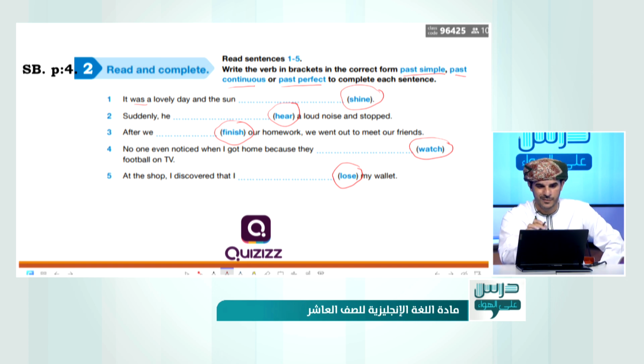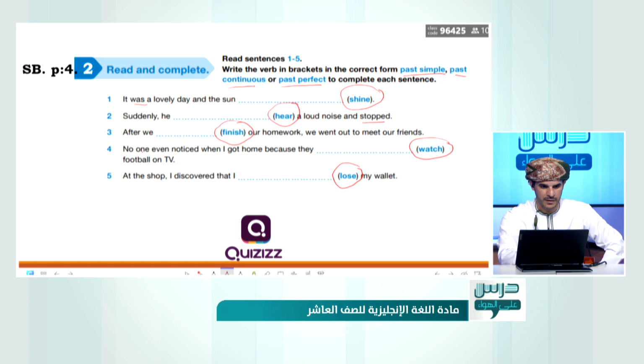So what's missing is past what? Continuous. Suddenly he heard or was hearing or had heard a loud noise and stopped. Stopped. So actions, one action, two action, completed action, another completed action, and so on.